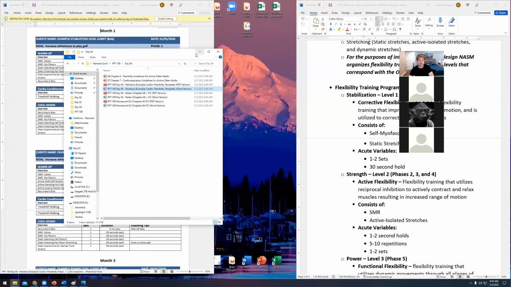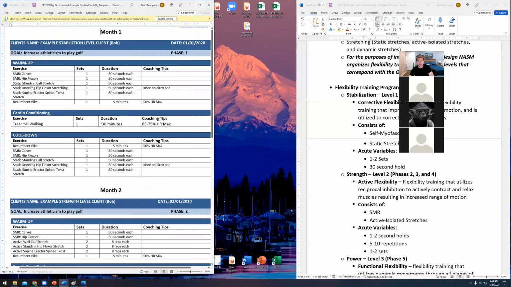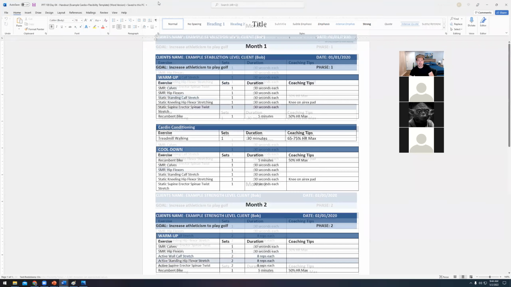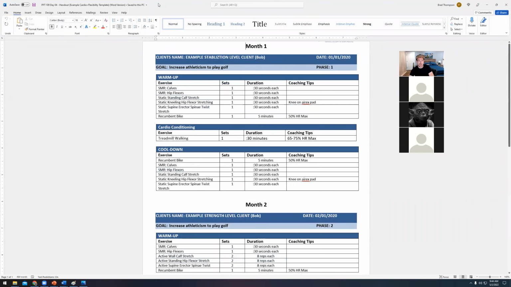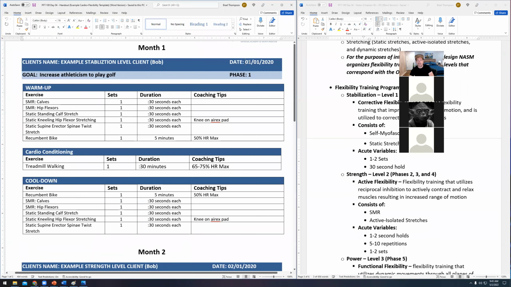Here's a little flexibility template for a client in the stabilization level, right? So here's a routine that I wrote that we can do with a client who's in the first level of training. They're in stabilization, right? So let's say it's January 1st. We're going to go through January, February, March, April, May. 5 months of training, 5 months of the OPT, right? We're going to do one phase every single month.